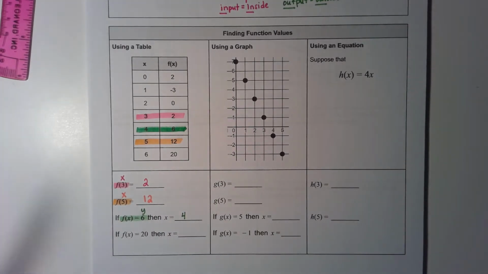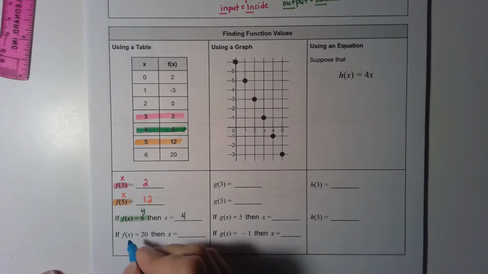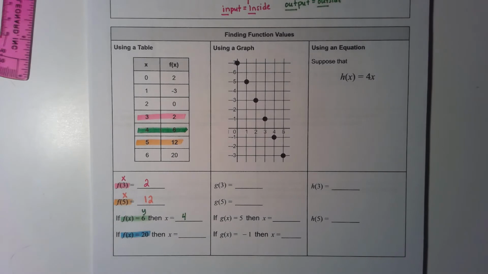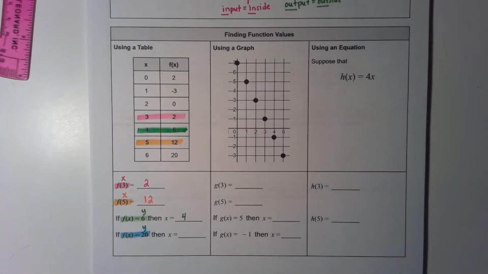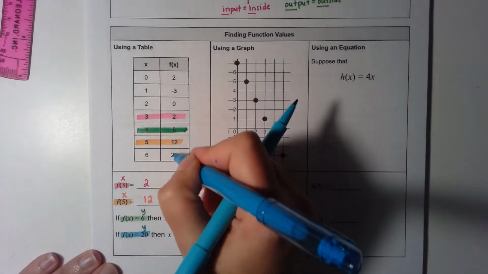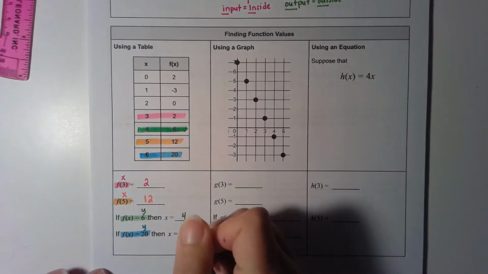Last but not least, if I'm looking for f of x is equal to 20, because the 20 is after the equal sign on the outside of the parentheses, this is going to be a y value, or an output value. So I'm going to find the number 20 in the output column, and that corresponds to the input being 6.